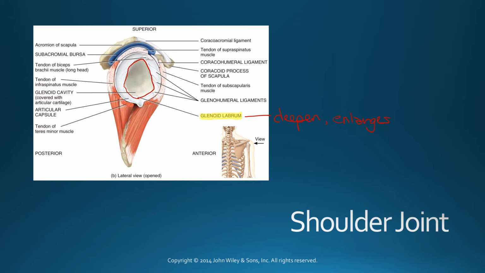Now you have 4 bursae that are associated with the shoulder joint. Remember, a bursa, singular, is a fluid-filled sac or cavity, especially where we see friction, to reduce that friction at a joint. A fluid-filled cavity at the area of friction in a joint.